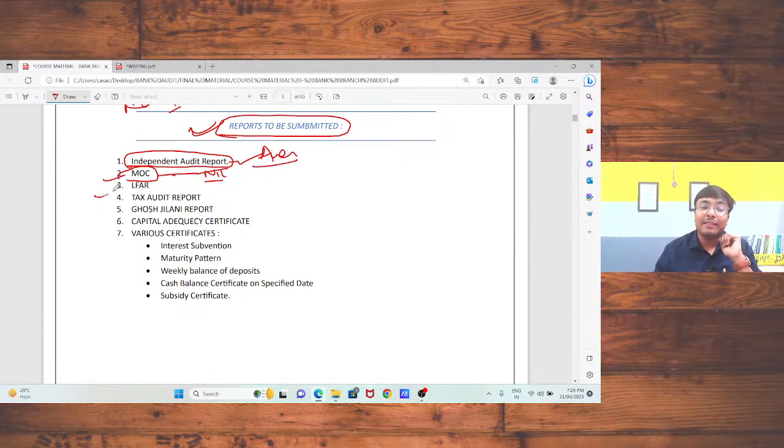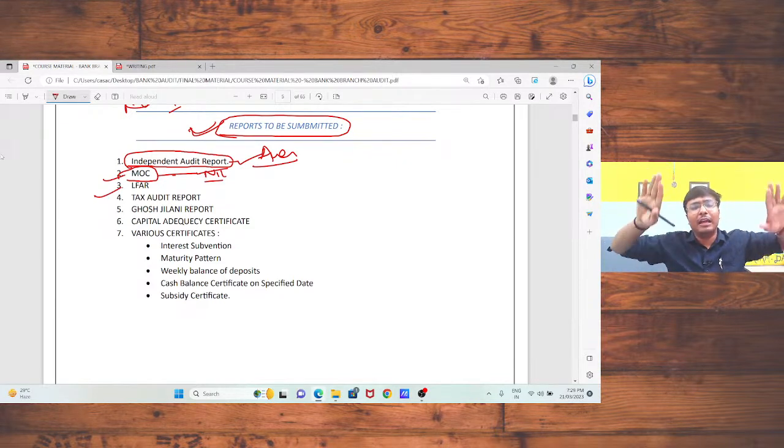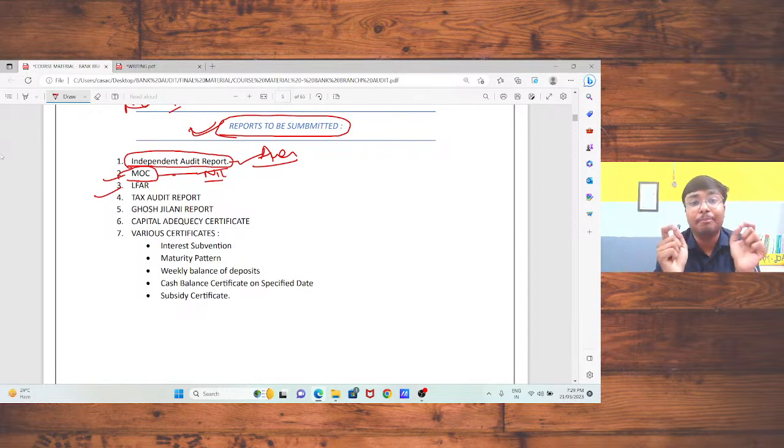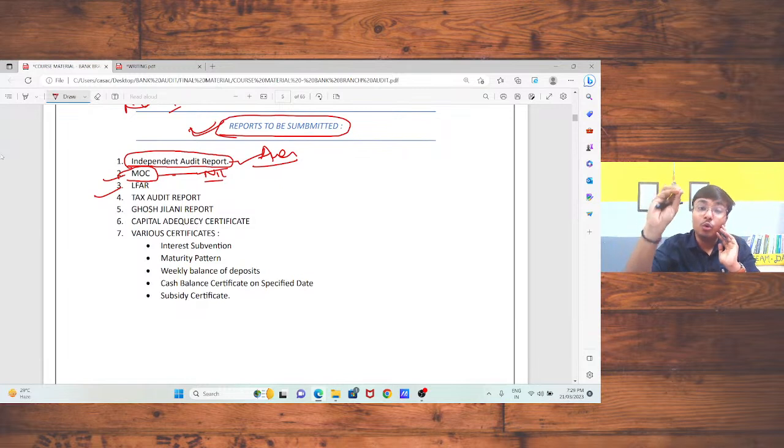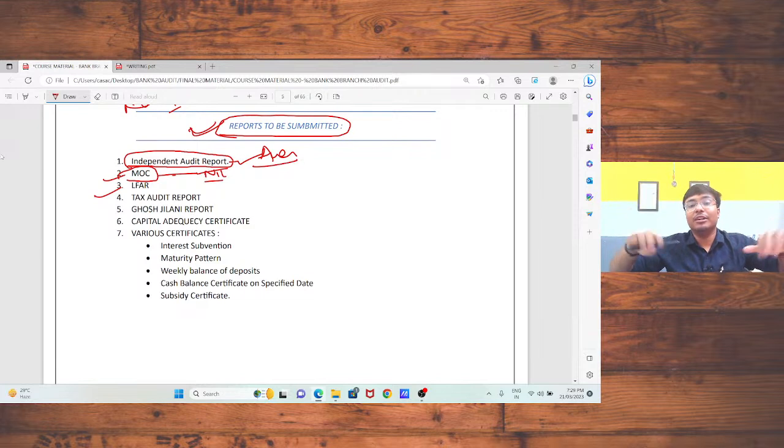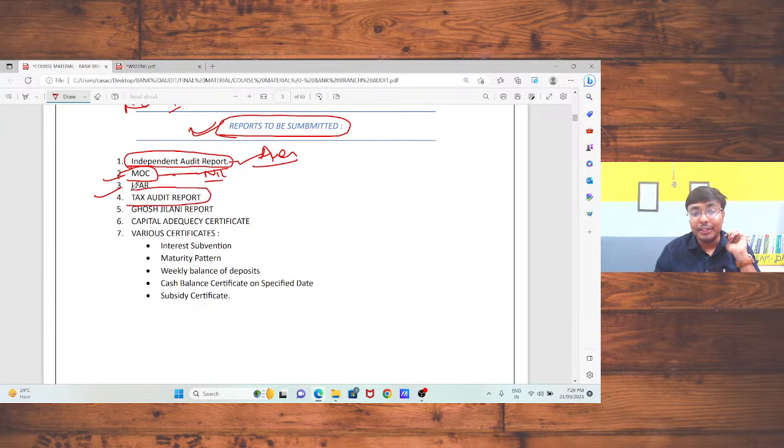Okay, MOC is part. Then LFAR, that is the long form audit report. There are multiple questions available in your LFAR, and if you read the LFAR carefully, you will find that everything in a bank branch audit is covered under that LFAR. And if you are going to do the audit according to your long form audit report, in that case you are doing the audit in a perfect way. Okay, sir. Next is your tax audit report. What we need to check in the tax audit report, we are going to discuss on that.